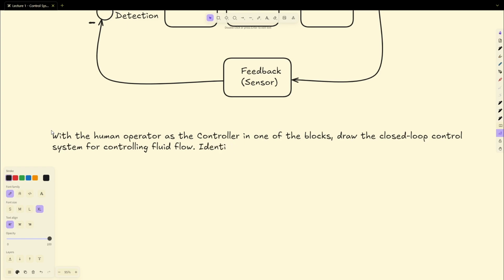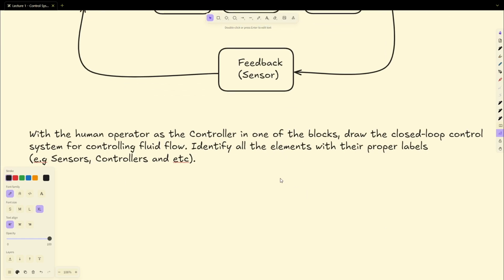Identify all the elements with their proper labels. So for example, you need to mention the sensors that you're using, the controllers that you're using, and the actuators, and so forth. Right? So this is the question. Now let me show you what we are given, so to speak, in the question.